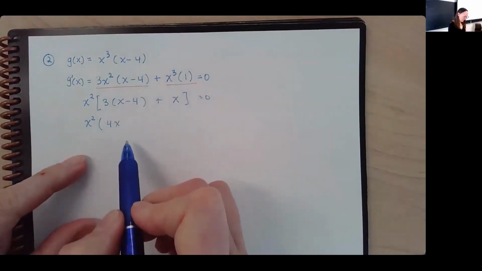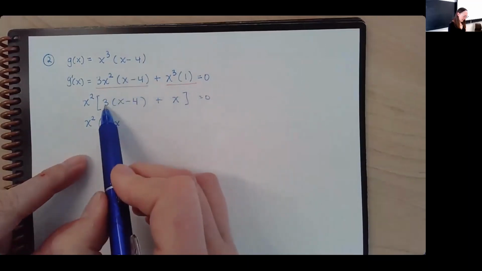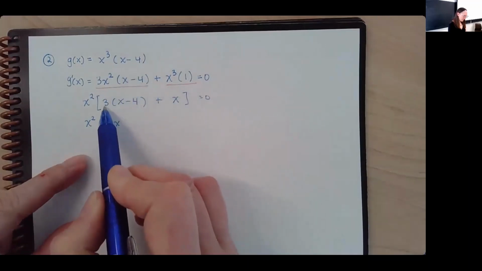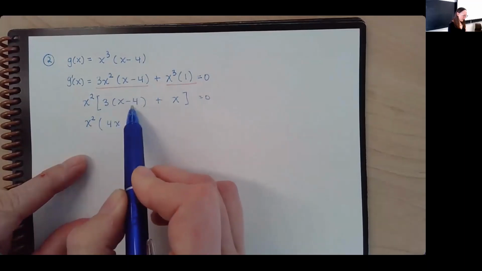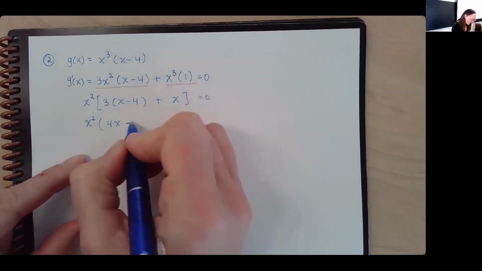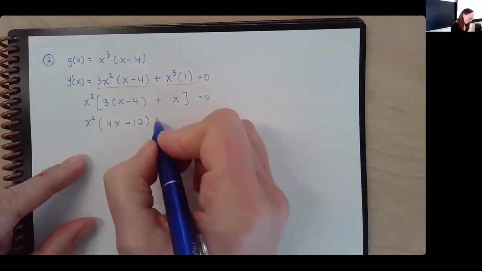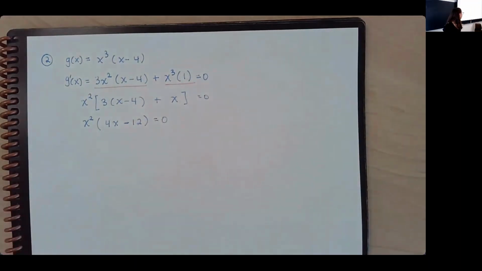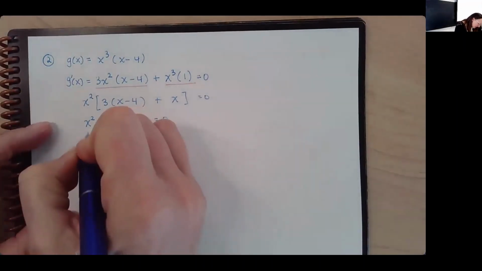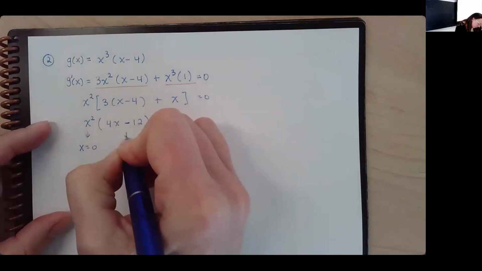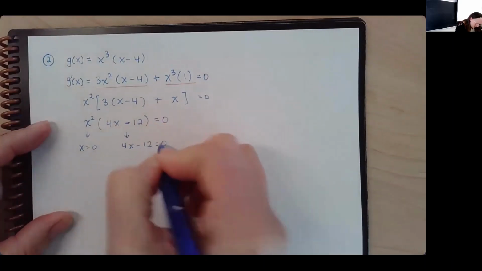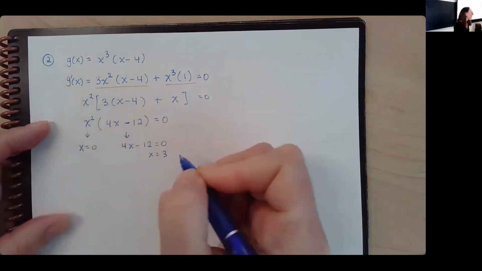And then, did I do that right? 3 times -4 should be minus 12. I think I got that right. Which means that if we solve that for x, I'm going to have 2 possible values, either that x is 0 or 4x minus 12 is 0, which means x would be 3.